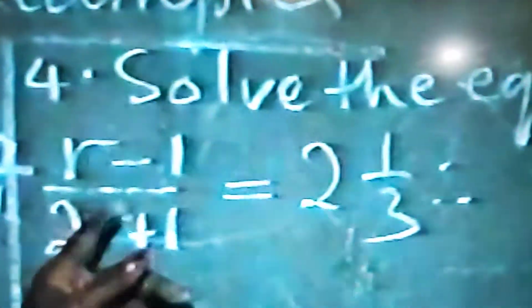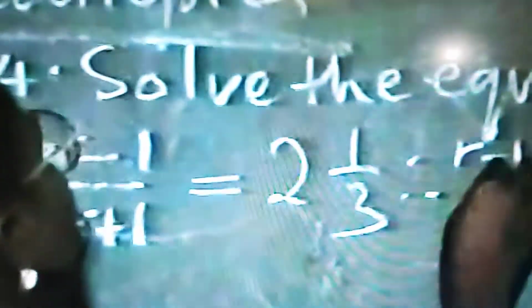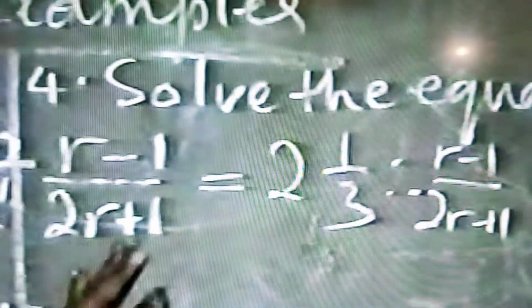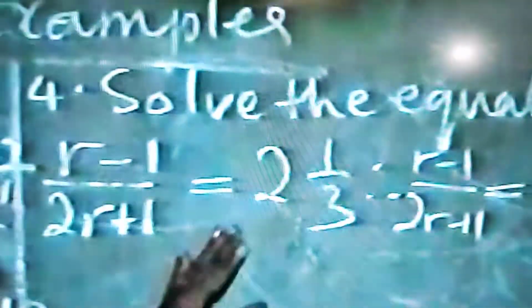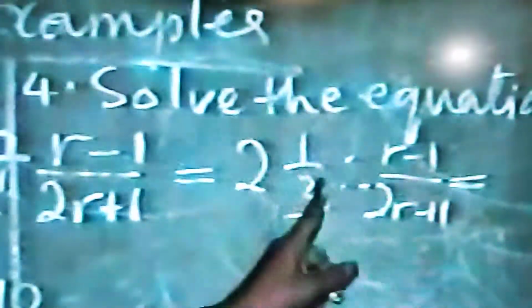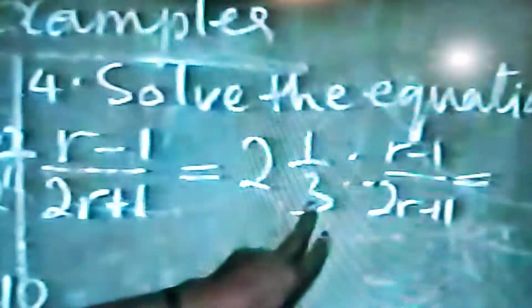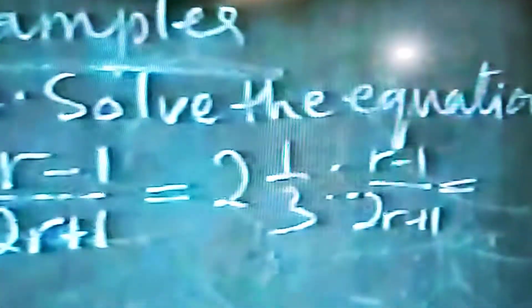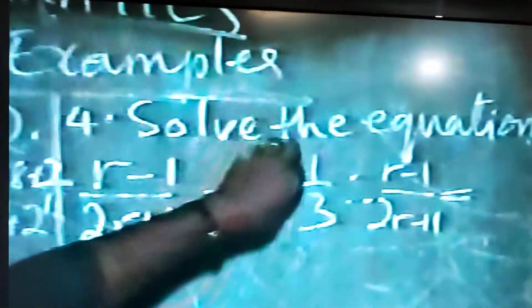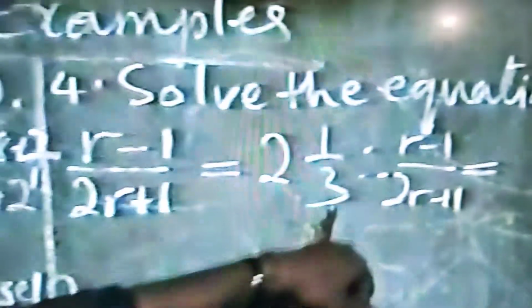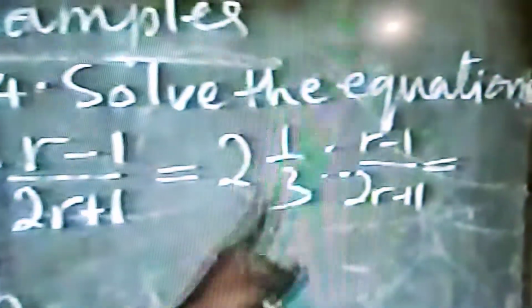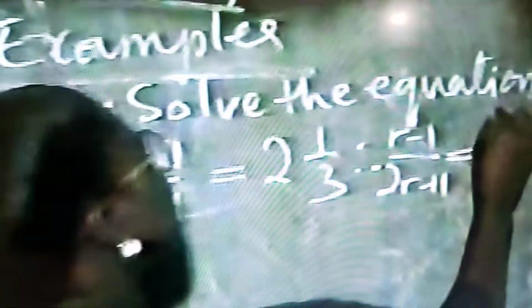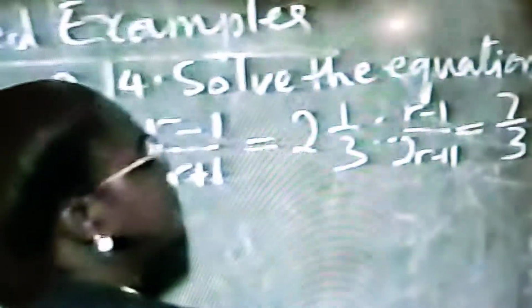That is, this equation will become r minus 1 over 2r plus 1 is equal to, now, 2 bundles of 3s, because this denominator being 3 implies that your whole bundle is cut into 3 parts. So if you have 2 whole numbers cutting into 3 parts, each will give you 6 parts. That's 2 times 3, 6 plus 1, giving you 7. So this is 7 over 3.